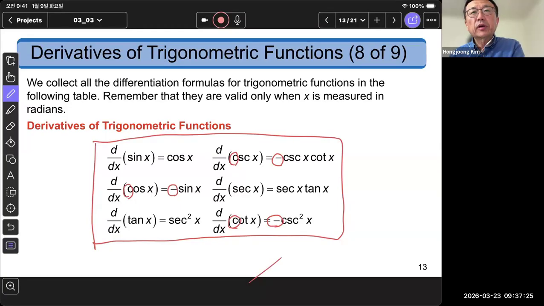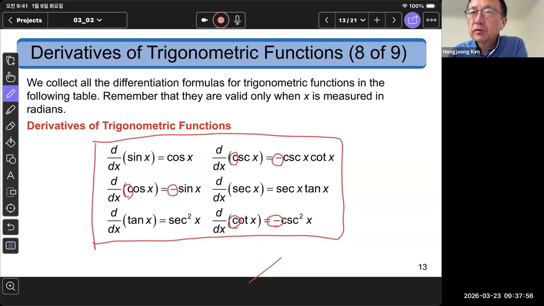So if you look at this, then it might be easier to remember. For the other 3 functions, sine, tangent, and secant, when they are differentiated, the sign is still plus. But when you differentiate cosine, cosecant, cotangent, you need to put a negative sign in front of certain functions.